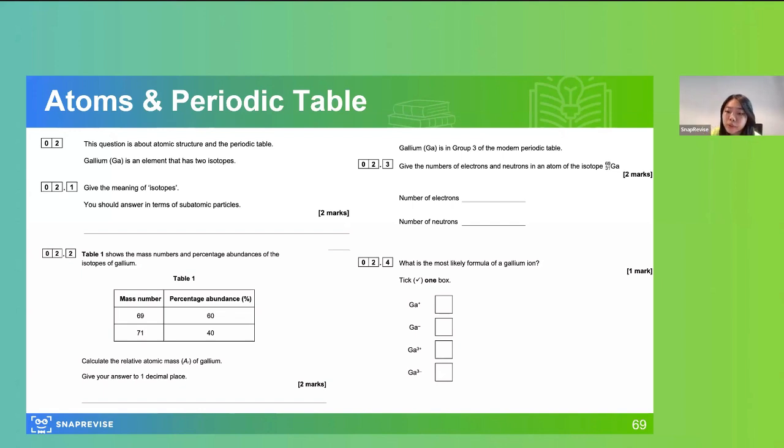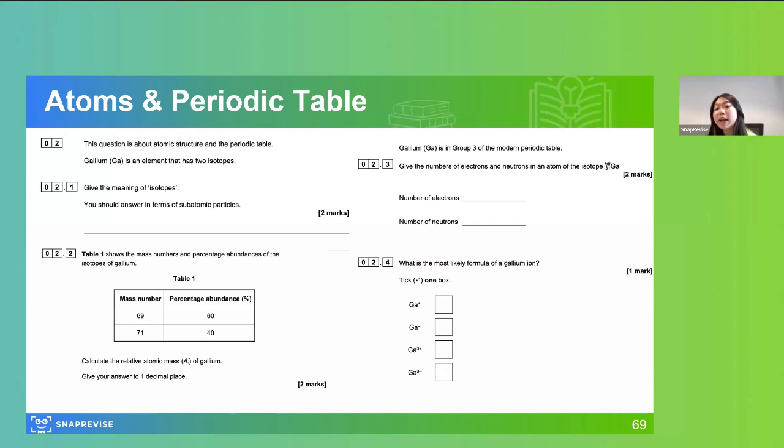Second question, I'm hoping everyone did do this question, but it's just the math. Using the equation, it's just 69 times 60 plus 71 times 40, divided by 100. That should give you the answer. And remember, it says give your answer to 1 decimal place, so be very, very careful with that. The answer you should have gotten is 69.8.